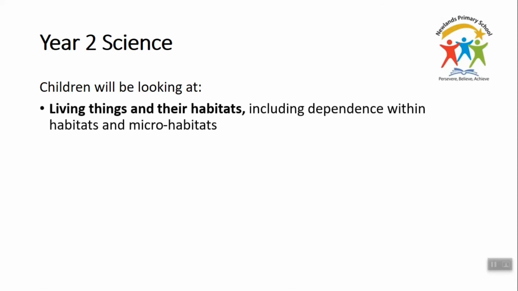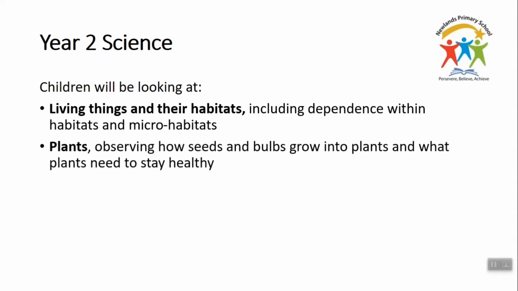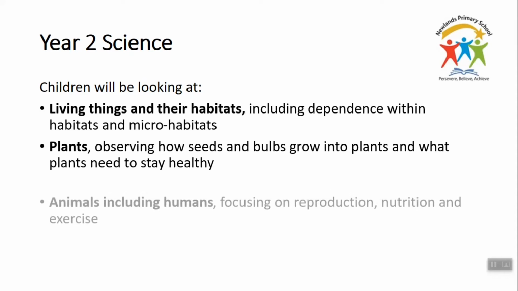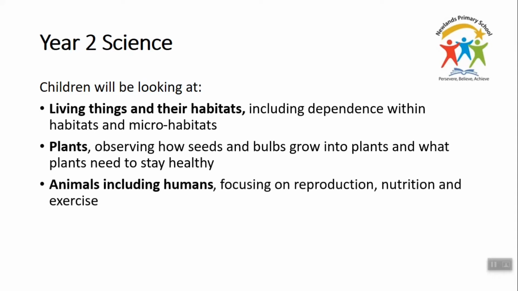Year 2 Science. These are the topics for Year 2 Science. Living things and their habitats, including dependence within habitats and microhabitats. Looking at which habitats are most suitable for different kinds of animals and plants. Plants. Observing how seeds and bulbs grow into plants and what plants need to stay healthy.